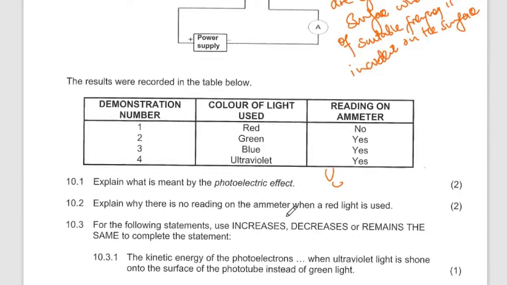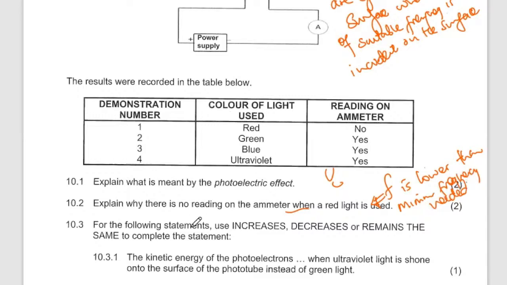And then explain why there's no reading on the emitter when the red light is shone on. So we know that for red light not to show a reading, the frequency is low. The frequency of the red light is lower than the minimum, which is normally known as the threshold, the minimum frequency needed.